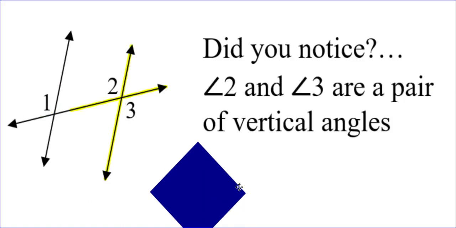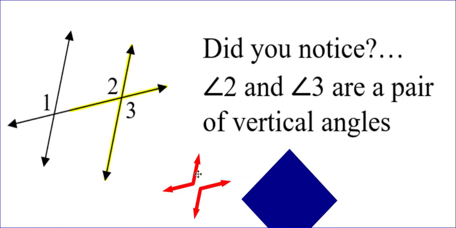You might have also noticed that angle 2 and angle 3 were congruent to each other because they are a pair of vertical angles formed by two intersecting lines that I've highlighted for you here in yellow. Opposite angles formed by two intersecting lines are a pair of vertical angles. Another way that you could see that angles are congruent to each other.